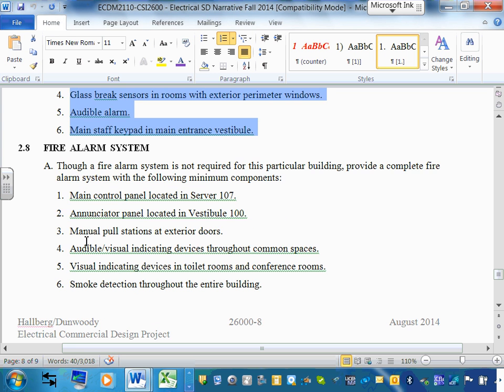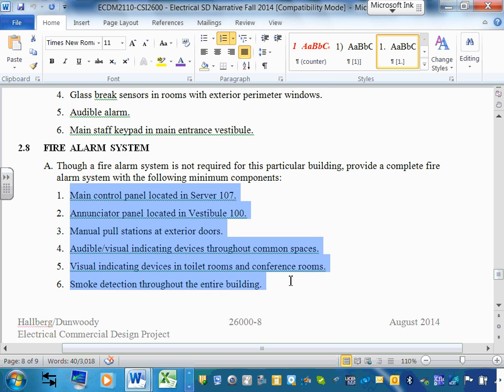Moving into the fire alarm system. Here are your fire alarm system requirements, my friends. We need a main control panel, a main annunciator panel, pull stations at exterior doors, and audible and visual indicating devices. That's the fancy name for those devices there. And we need visual indicating devices in toilets.